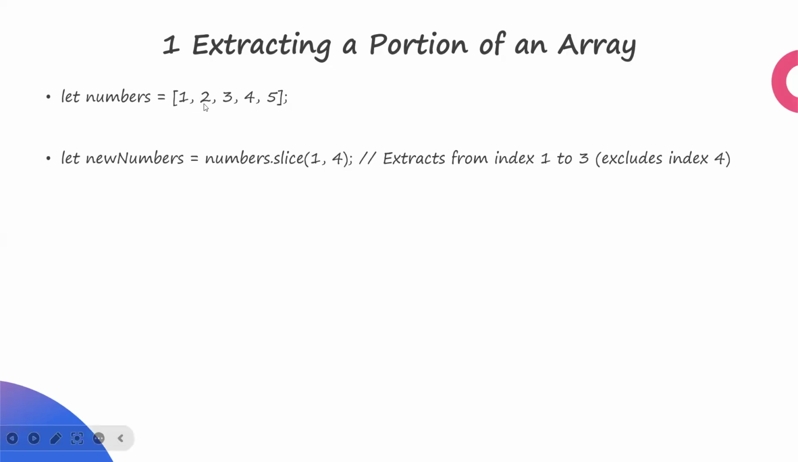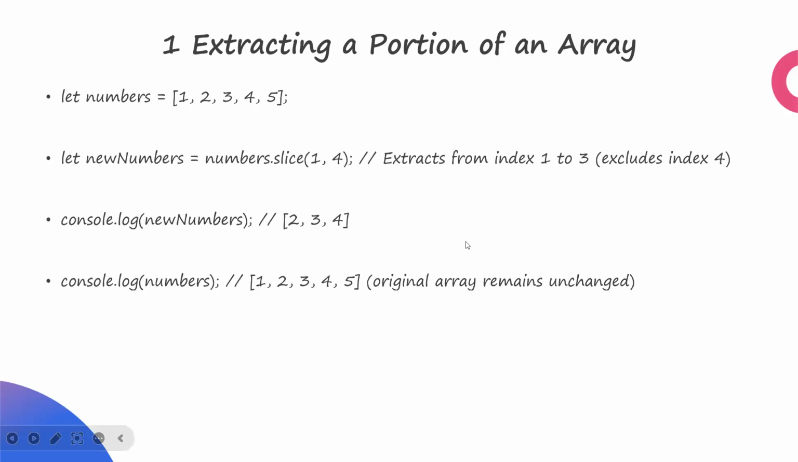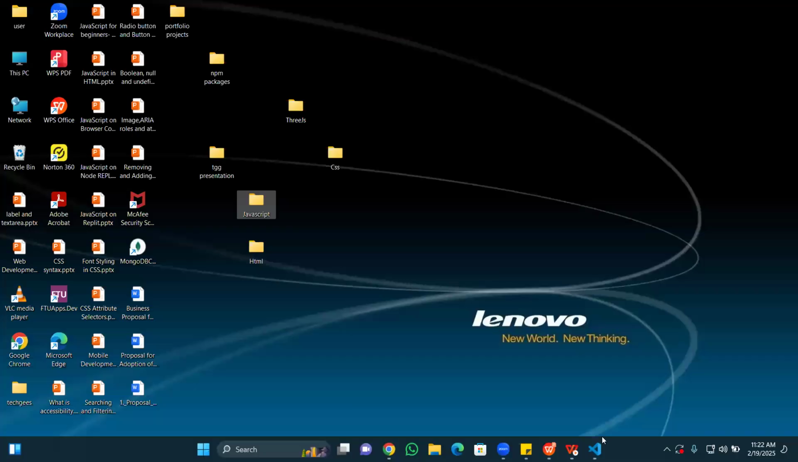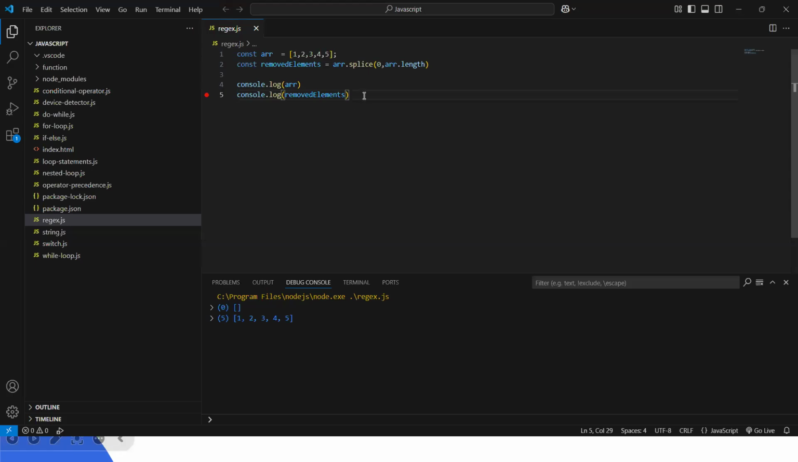Our start index is 1, where the element 2 is. And we are stopping at index 4, which is 5. So 5 will not be included in this extraction. So we are going to get from index 1 to 3, excluding index 4. So when you run this code, you're going to get 2, 3, 4. All right? And you can also get the original array. It is unchanged. It is not modified. So let's go to code and let me show you. So we have, let's take all these things out.